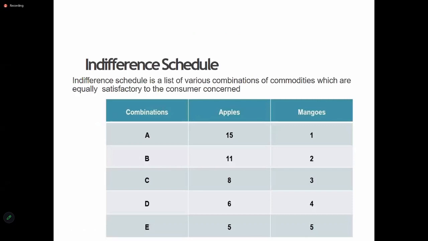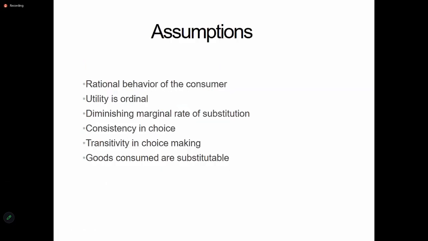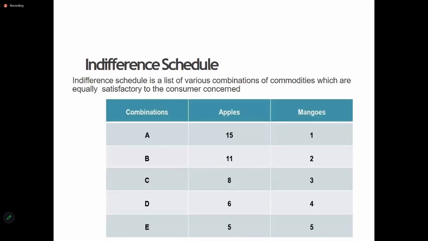So here it comes, in ordinal behavior, the indifference schedule. I think you all know, let's say people have more combinations. In combination A, they have 15 apples and 1 mango. An indifference schedule is the list of various combinations of commodities which are equally satisfactory to the consumer concerned.